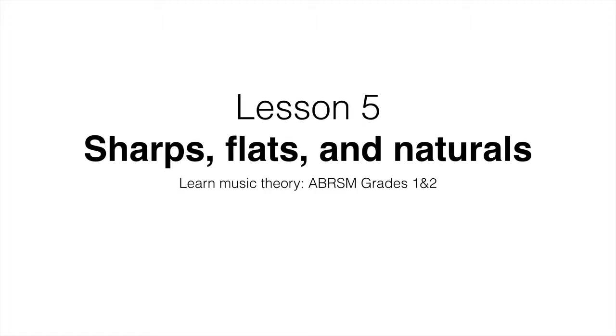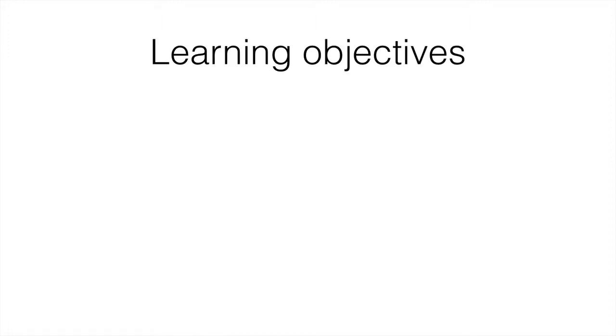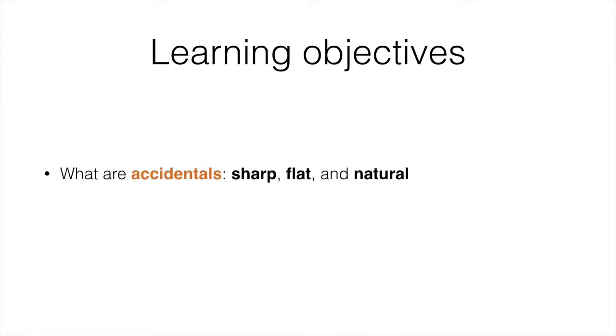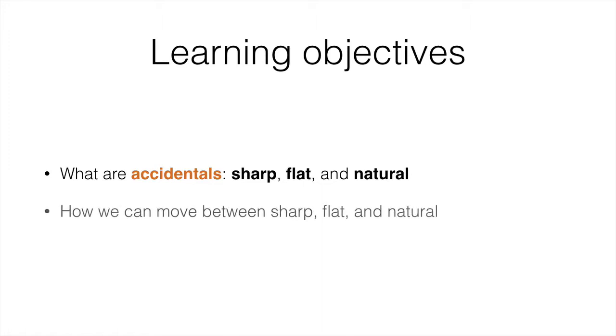In this video we're going to take a look at how we can modify the sound that a given note makes by making it a tiny bit higher pitch or a tiny bit lower pitch, and also what the name of these things is. So essentially what sharps, flats and naturals are. The learning objectives for this presentation are to learn what accidentals are, which are these three things, sharp, flat, and natural, and also how we can move between them.